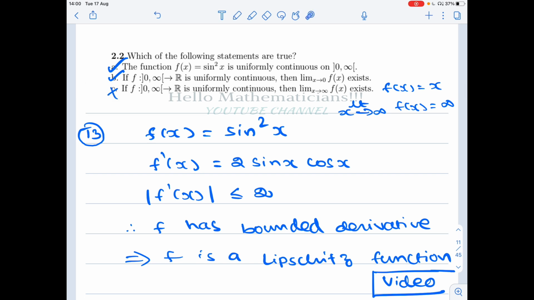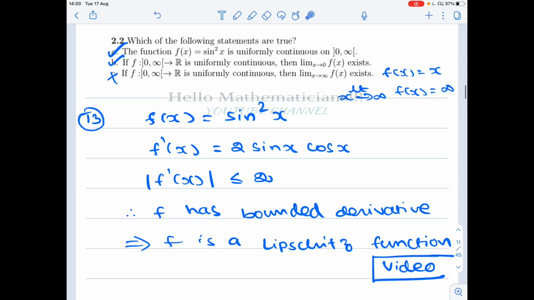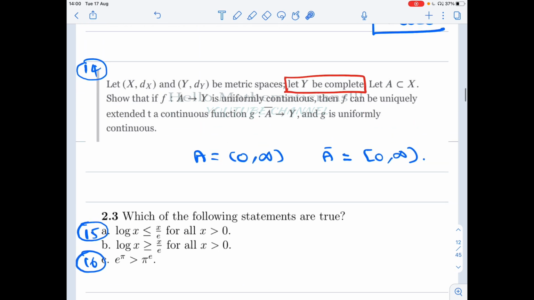Let's see why. Second option is: f from open 0 comma infinity to R is uniformly continuous, then limit x tends to 0 f of x exists. So let's see why it is true. We have a very nice, very important result. Let (X, d_X), (Y, d_Y) be metric spaces, and Y is complete. That is very important, this codomain should be complete, and let A be a subset of X. If f from A to Y is uniformly continuous, then f can be uniquely extended to a continuous function g from A bar to Y, and g is a uniformly continuous function.